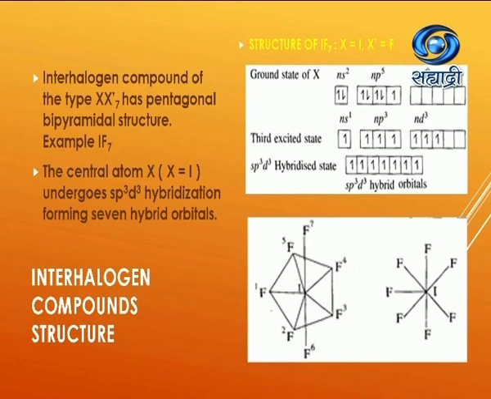So an interhalogen compound of the type XX'7 has a pentagonal bipyramidal structure. This is observed here, a pentagonal bipyramidal structure. There is no lone pair now. All pairs are bond pairs. The central atom X undergoes sp3d3 hybridization, forming 7 hybrid orbitals. So this is how the structure of interhalogens can be determined.